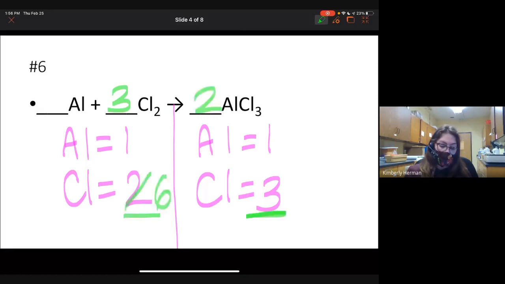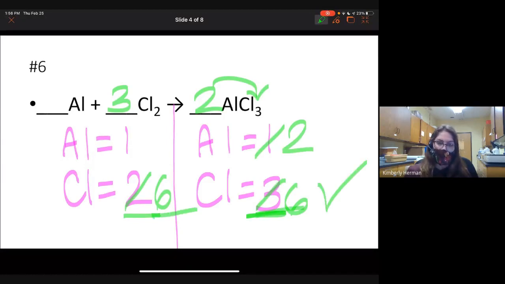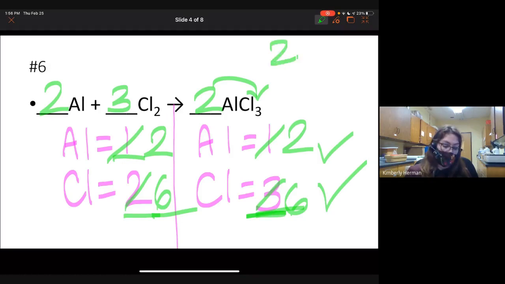It not only changes my Cl to 6, but it changes my Al also. So now I have a 6, 6. Perfect. But I have 1 Al on my reactant side, and I need 2. So I'm going to put a 2 here and then change it in my chart. And we are all balanced with 8 on both sides. So this would be a 2, 3, 2.